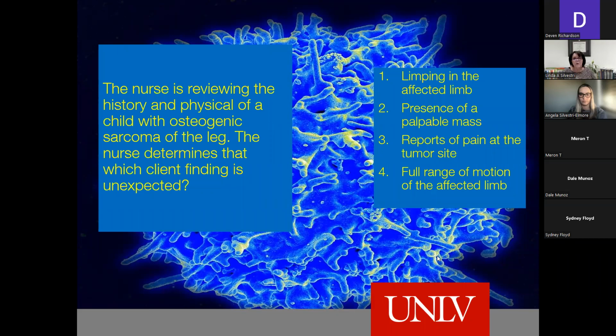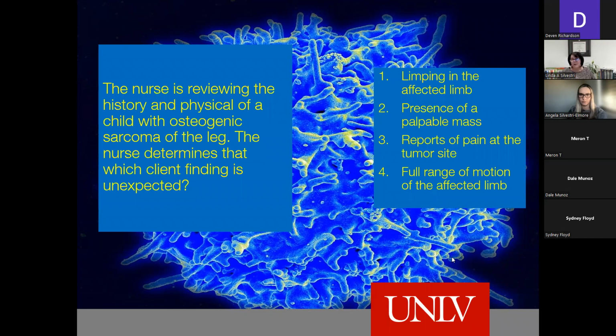Okay, so reading this question carefully, the nurse determines that which client finding is unexpected. So with osteogenic sarcoma of the leg, they would not have full range of motion of the affected limb. So for this question, the correct answer is option 4. They are going to have limping, okay? There will be the presence of a palpable mass, and they are going to have pain.